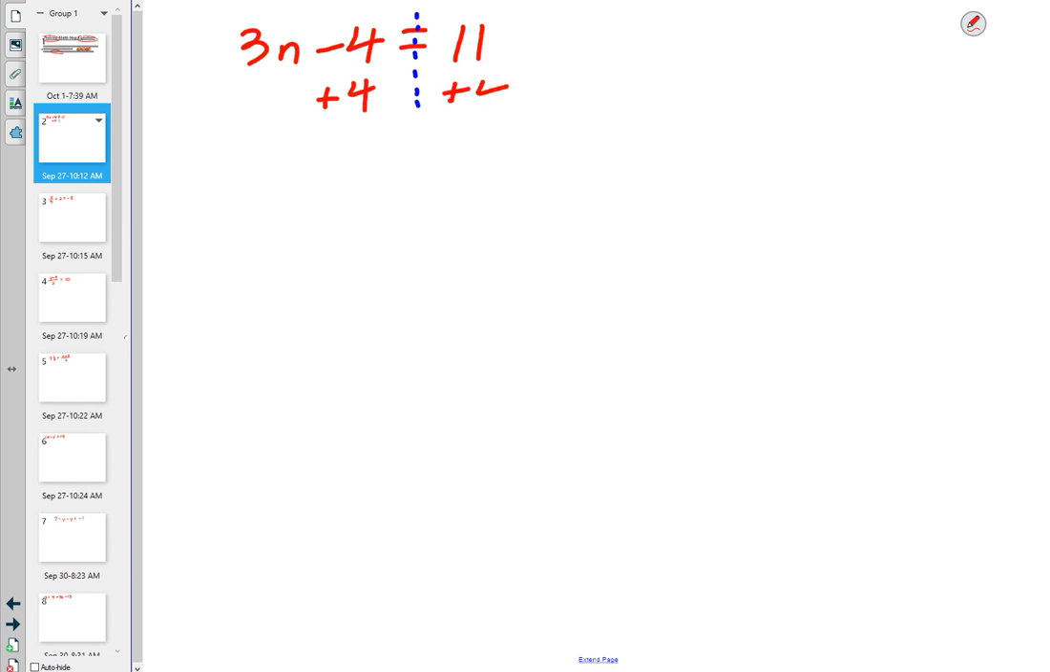So +4 on both sides. That's what we learned last time. Now we drop down 3n. We drop down an equal sign. 11 + 4. And then you divide by 3, and n equals 5.